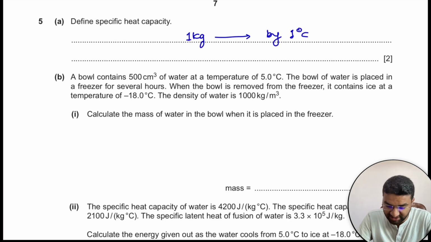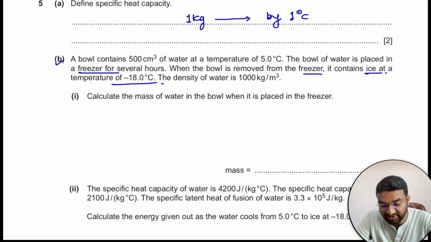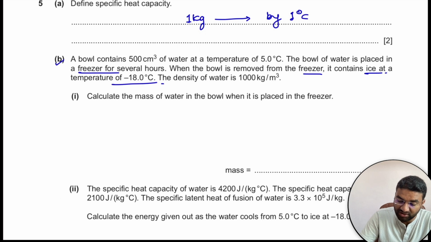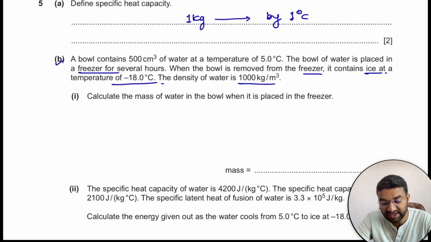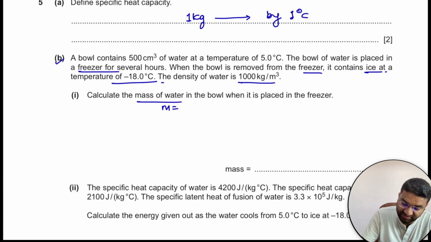All right. So the next part: a bowl contains 500 centimeter cube of water at a temperature of 5 degrees Celsius. The bowl of water is placed in a freezer for several hours. When the bowl is removed from the freezer, it contains ice at a temperature of negative 18 degrees Celsius. The density of water is 1000 kg per meter cube. Calculate the mass of water in the bowl placed in the freezer. So we have to calculate the mass of water.